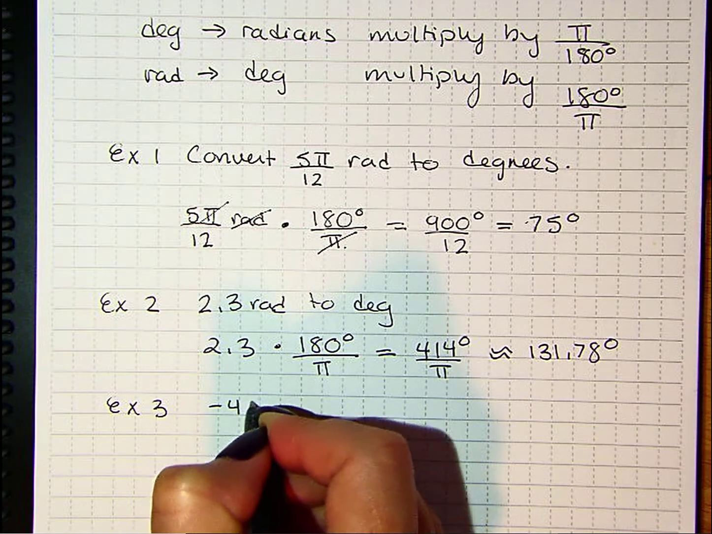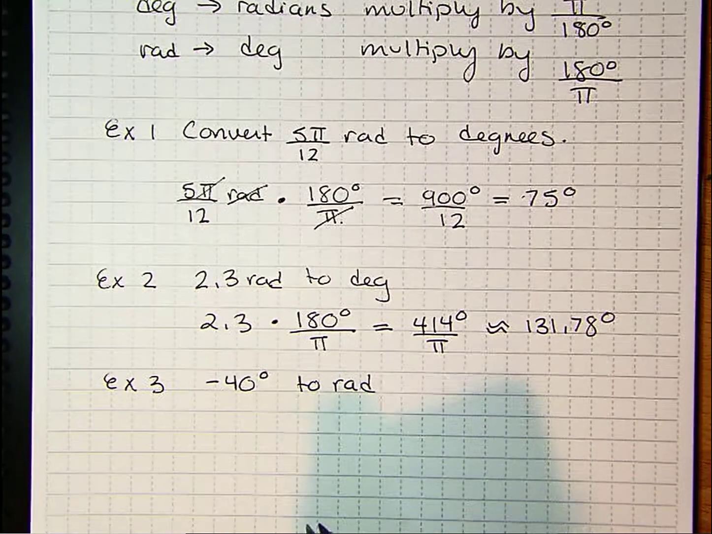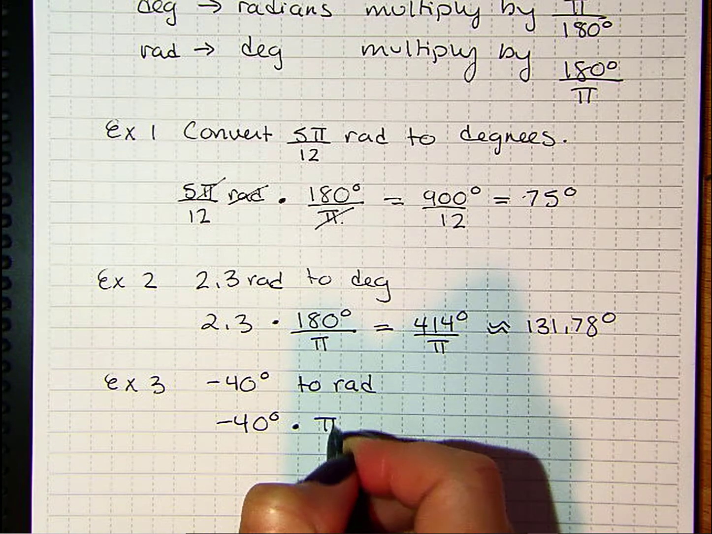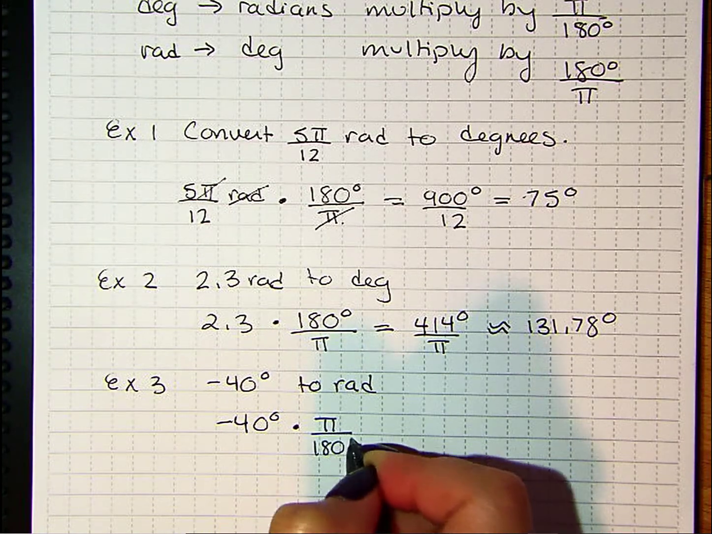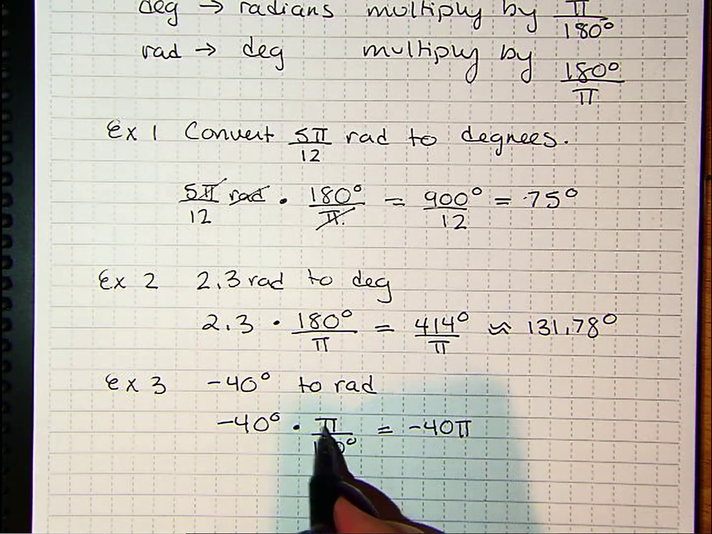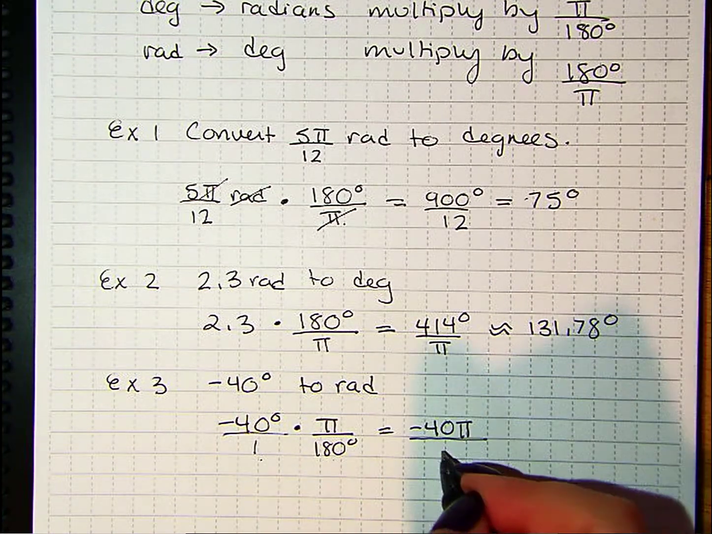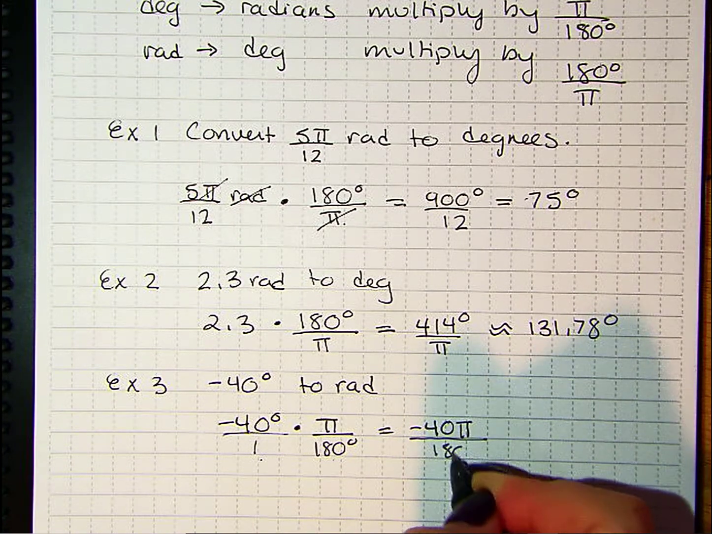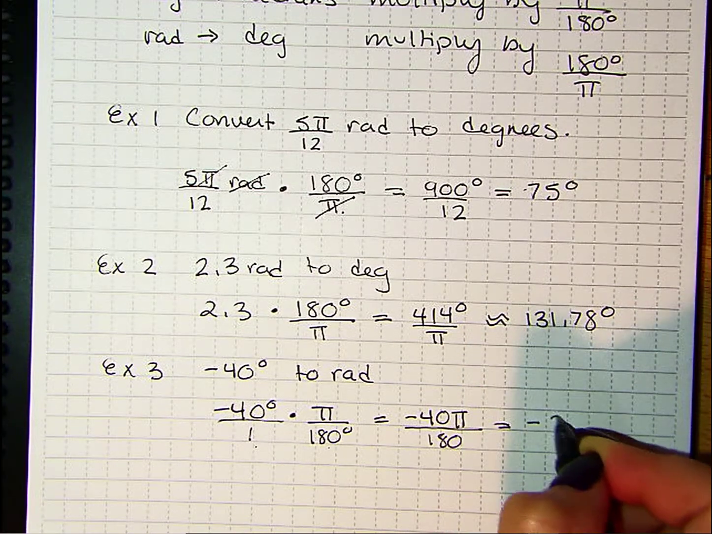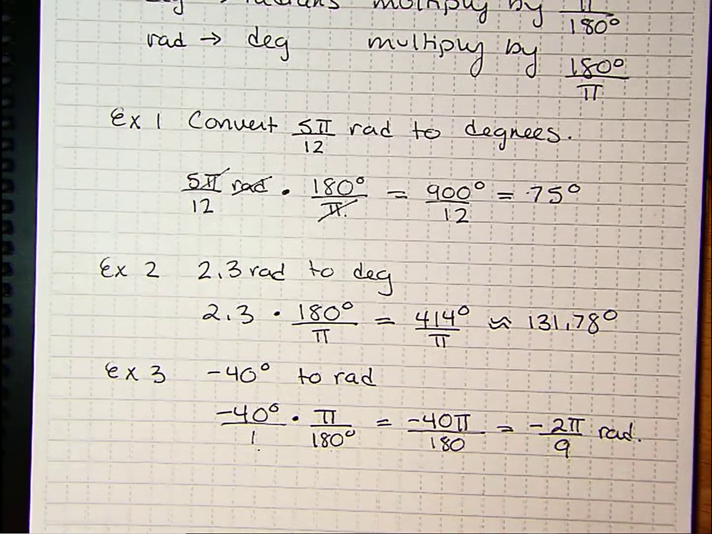Now what about if we go degrees to radians? So negative 40 degrees to radians. So we take that negative 40, we multiply it by pi over 180. So we end up getting negative 40 pi by multiplying numerator times numerator over, well, that's implied as a 1 times 180. And then we're just going to simplify. Negative 2 pi over 9. And then our units are radians.